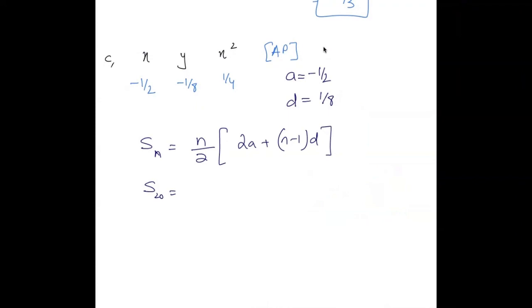Now, Sn is n upon 2 times 2a plus n minus 1 d. N value is 20. 2a, a value is negative half. 20 minus 1 is 19. Difference is 1 upon 8. You can evaluate this result.